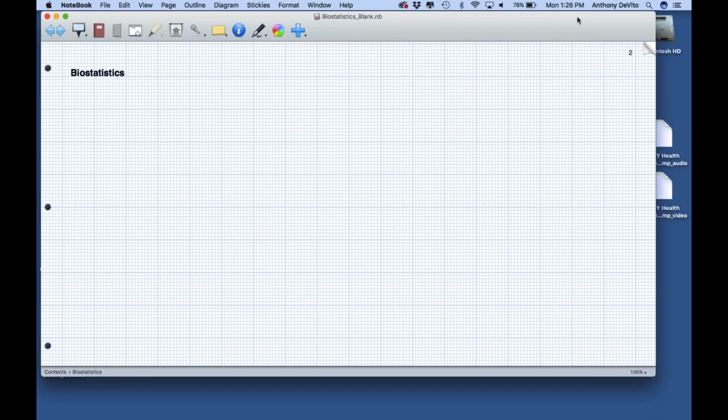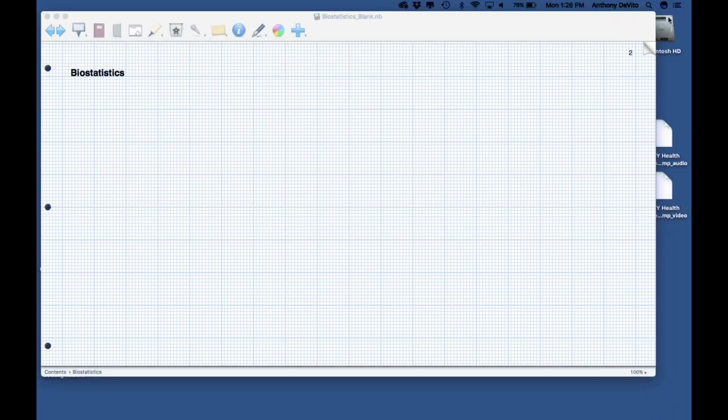Okay, guys, if I can get your attention, I'm going to start out with a quick review. First thing I'm going to start out with is confidence intervals. Very quick review of confidence intervals.